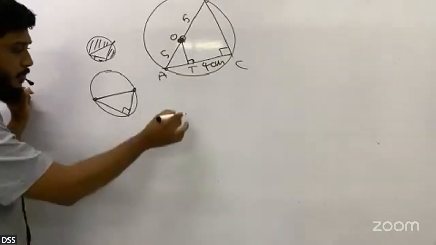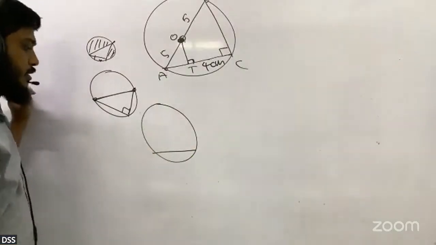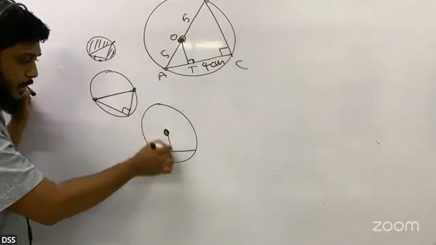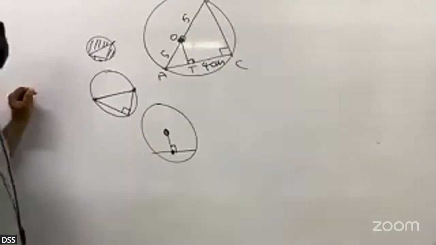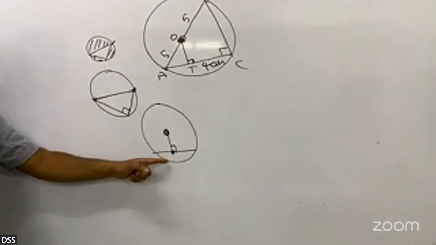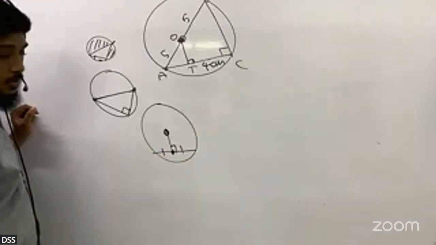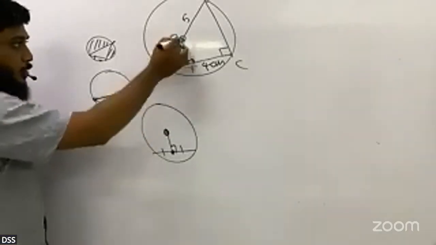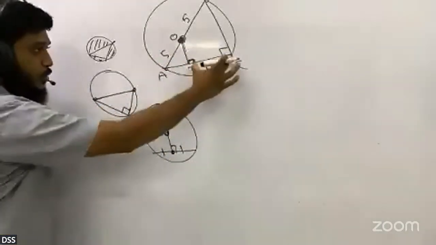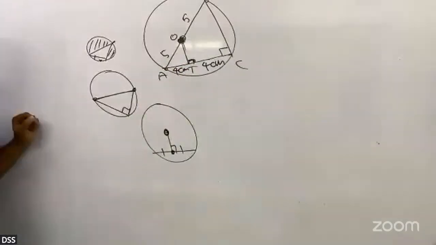What is the other theorem? If there is a circle and there is a chord like this, and from the center of the circle you join to the midpoint of the chord, it is 90 degrees. If this is 90 degrees, these two should be equal. So you can see from the center you have drawn a line that is 90 degrees. This one is 4 centimeter. So this one also should be how much? 4 centimeter. So there are two rules.